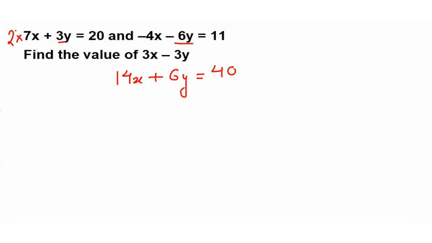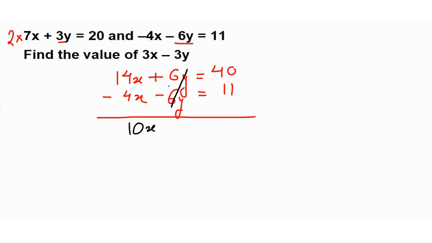And remember, when we multiply a number, we have to multiply it in all the terms. This term also. And here we have minus 4x minus 6y equals 11. Now in this case, they have opposite signs. 6y minus 6y is going to be 0. So we'll add these two equations. So we'll have 14x minus 4x, that will give us 10x. Plus 0 is equal to, this will be 51. So x is 51 by 10. We'll leave it like this for now.